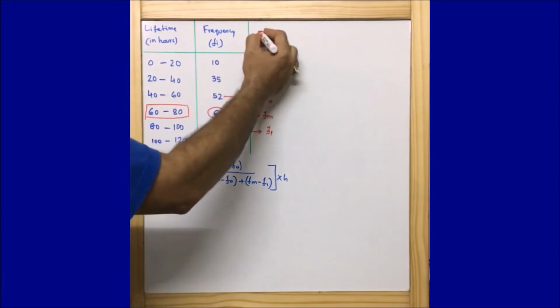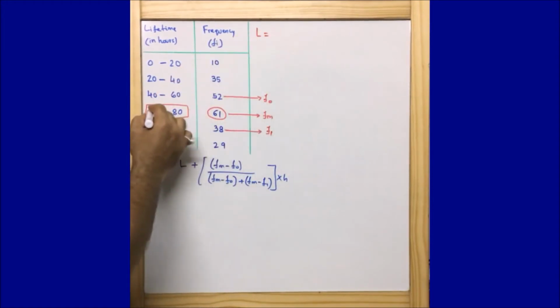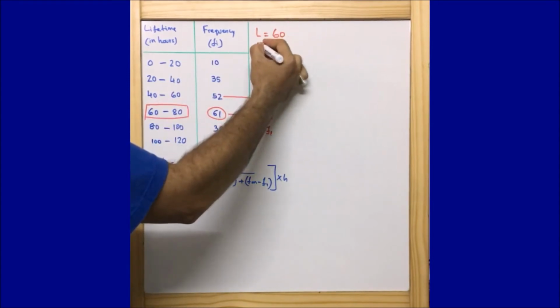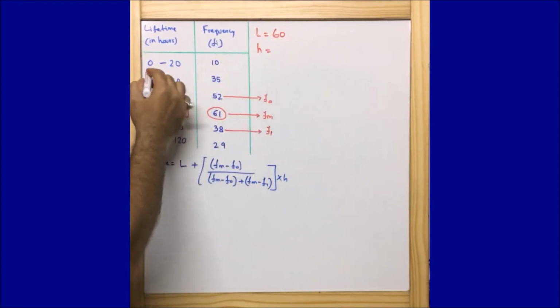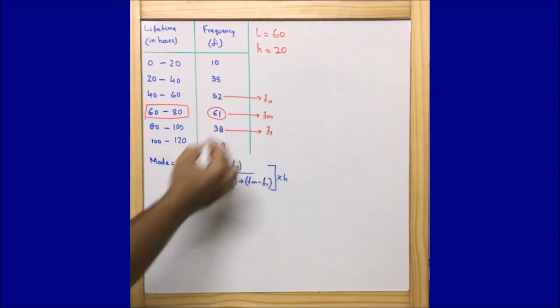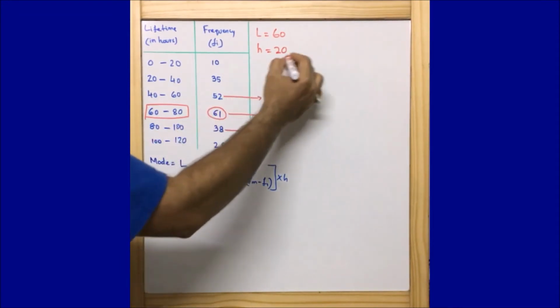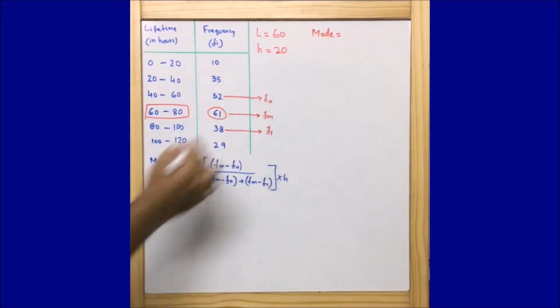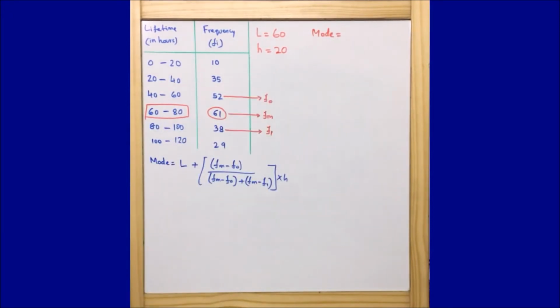Now L here is 60, because the lower limit of our modal class is 60, and the height H is equal to, you can see that 0 plus 20 is 20, 20 plus 20 is 40, so altogether our height is 20. Now with all this data in hand, let us move ahead to find out the mode, because the question asked us to find out the modal lifetime of the components.